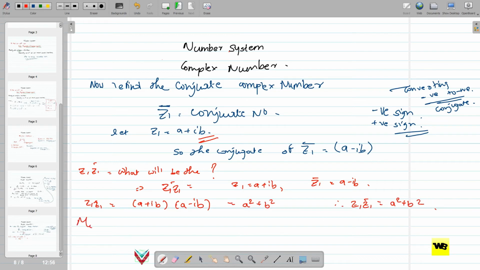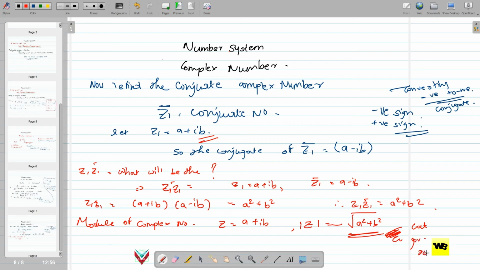Modulus of complex number: if z equals a plus ib, then mod of z equals root of a square plus b square. Basically this is the simplest question, which does not come in CAT exam, but it can come in other government or railways exams. So for CAT exam this is not important.